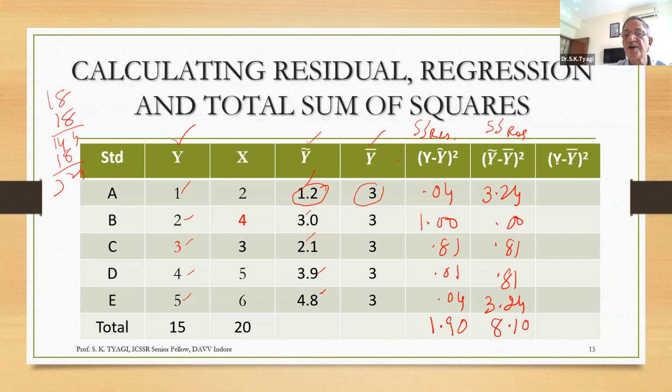SS residual is y minus y mean. This is y and this is y mean. So 1 minus 3, minus 2, 4. 2 minus 3, minus 1, 1. 3 minus 3, 0. 4 minus 3, 1, 1. 4, 10.